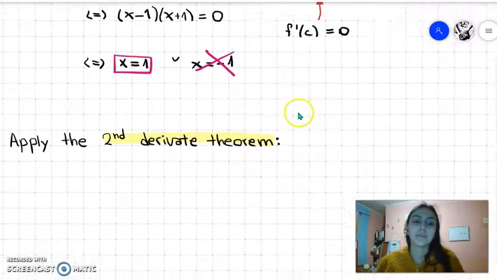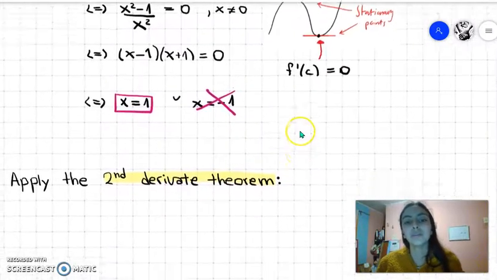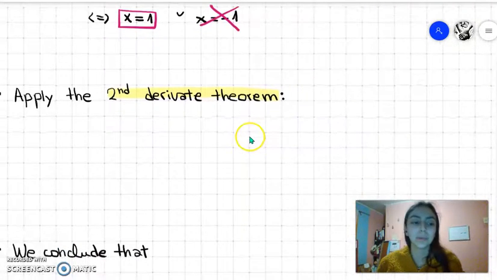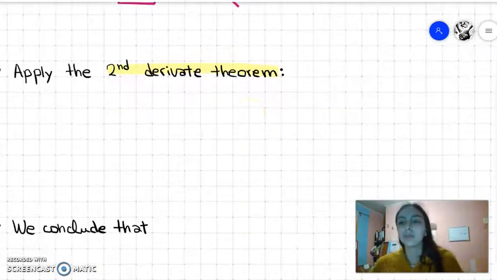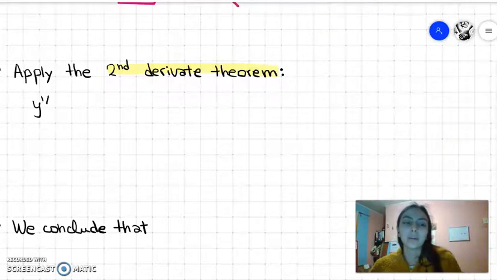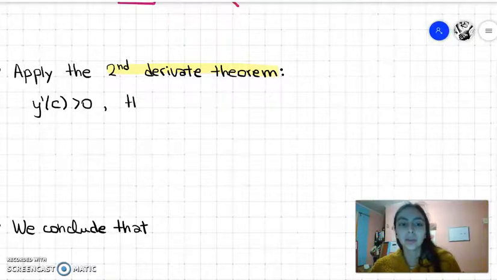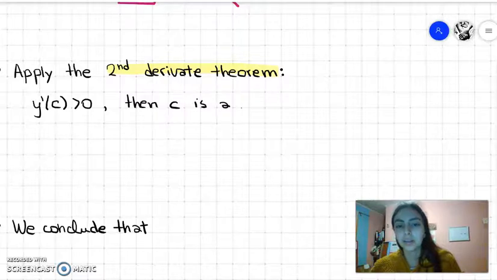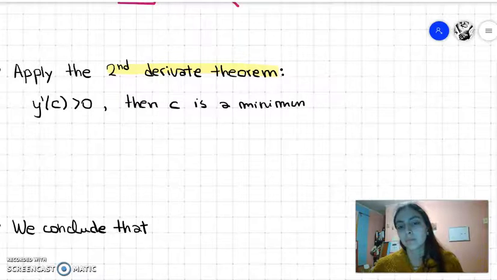So the only thing you need to do is to apply this second derivative theorem. And what you'll have is that if the second derivative at a point C is greater than 0, then C is a minimum of the function.